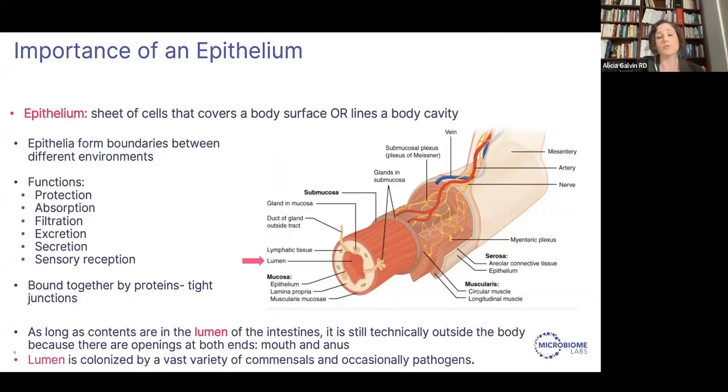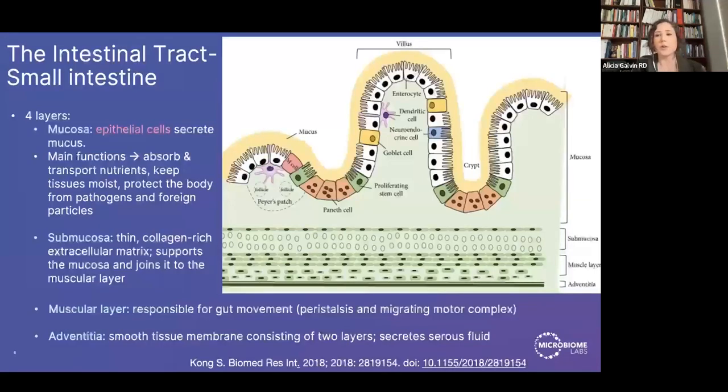And it's that lumen that's really colonized by a massive amount of microbes when we talk about the intestines. You're going to go more into the microbial balance in the microbiome in the next webinar, so we're just going to touch on it today. So let's go through this particular schematic. Thinking at a higher level of the intestinal tract, we're talking about mostly the small intestine here.